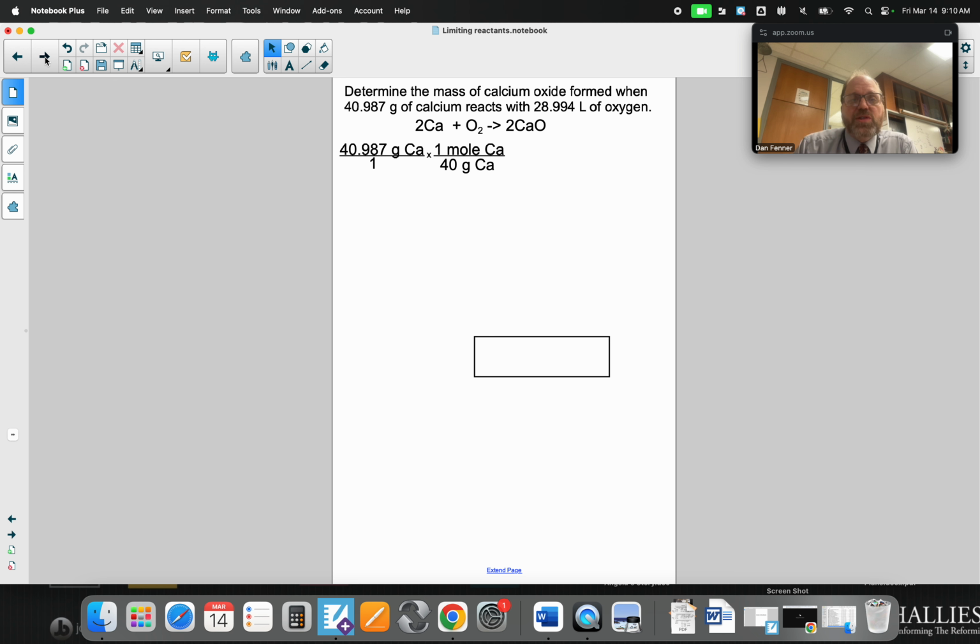Now from the molar relationship, we're going to calcium oxide. So that's a 2-to-2 relationship. So 2 moles of calcium oxide on top, 2 moles of calcium on the bottom. So the moles of calcium cross out. Now calcium oxide is a compound, so we're going to do a formula mass there. There's 1 calcium, 1 oxygen, 56 grams of calcium oxide is 1 mole. Again, 1 mole on bottom, 56 on top.